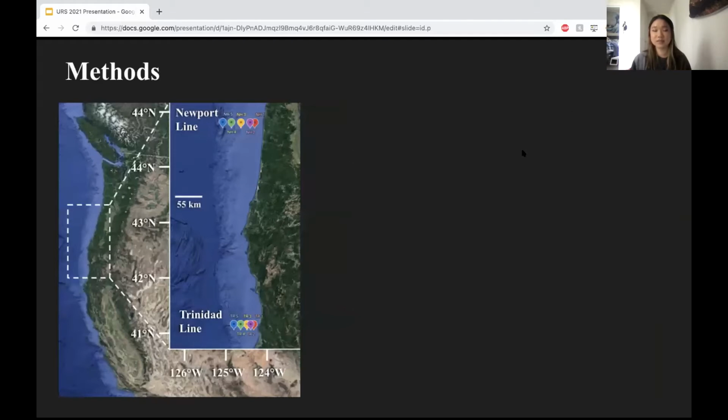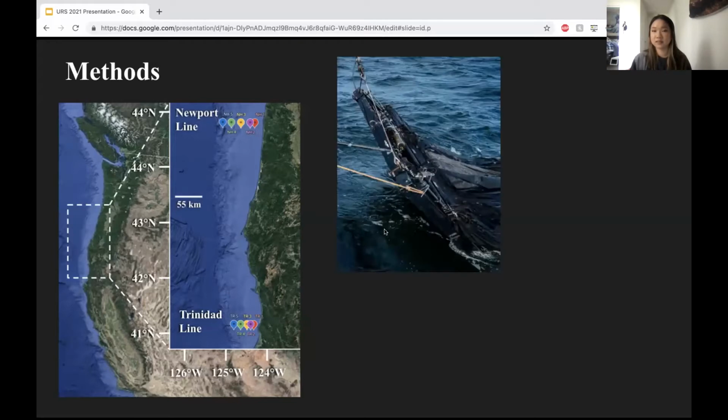So just some of the methods that we used. Most of the organisms that we collected were from the Northern California Current, specifically along the Newport line and the Trinidad line. The ones that we took for starvation and preservation experiments were taken from Charleston, off the coast of Charleston. And we used a couple of different collection methods. So this is called a Mocness net, and that's how we collected the hydromedusae from the Newport line to the Trinidad line during the winter and summer of 2018-2019.